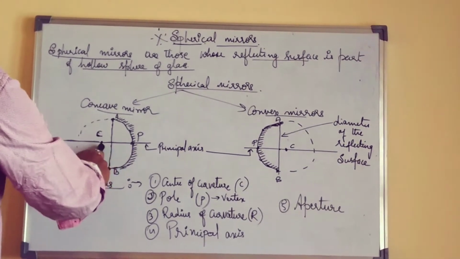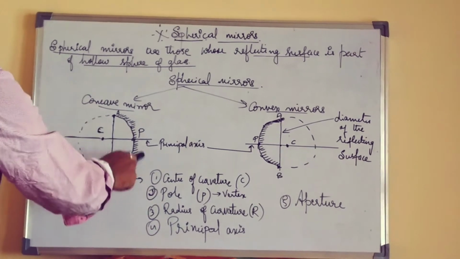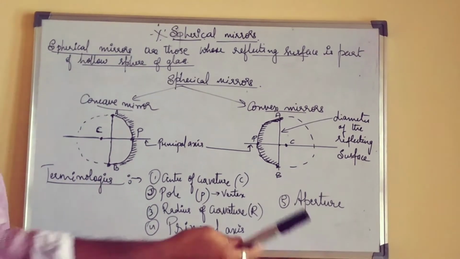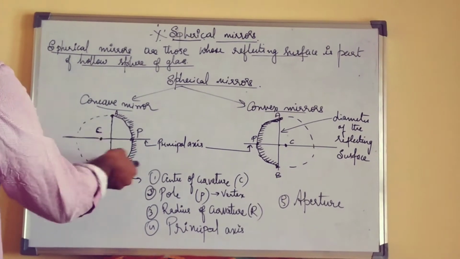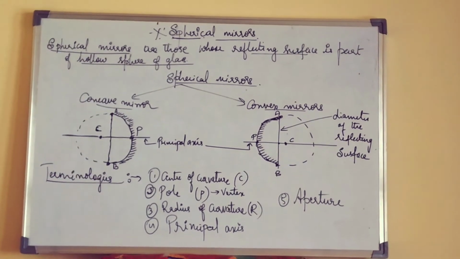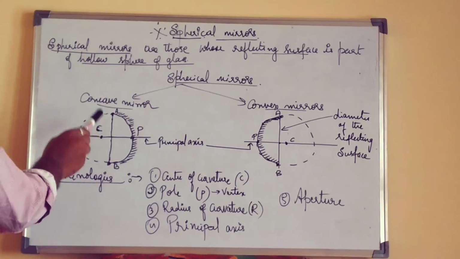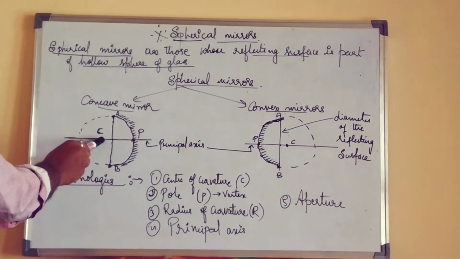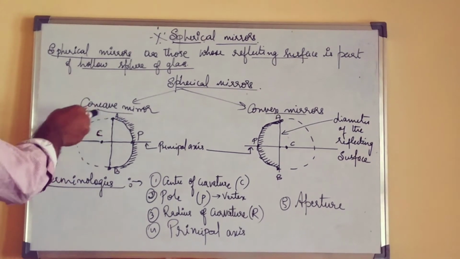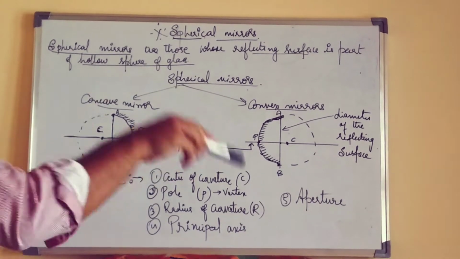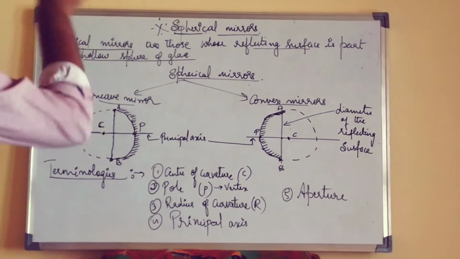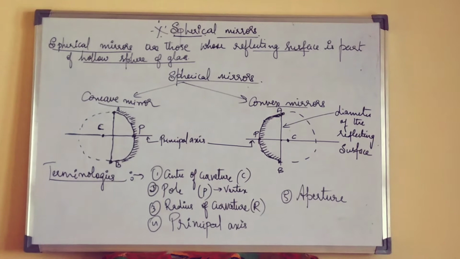Center of curvature is defined as the center of the hollow sphere of glass of which the spherical mirror is a part. You can see the C here, the center of this sphere. The definition should go like that.